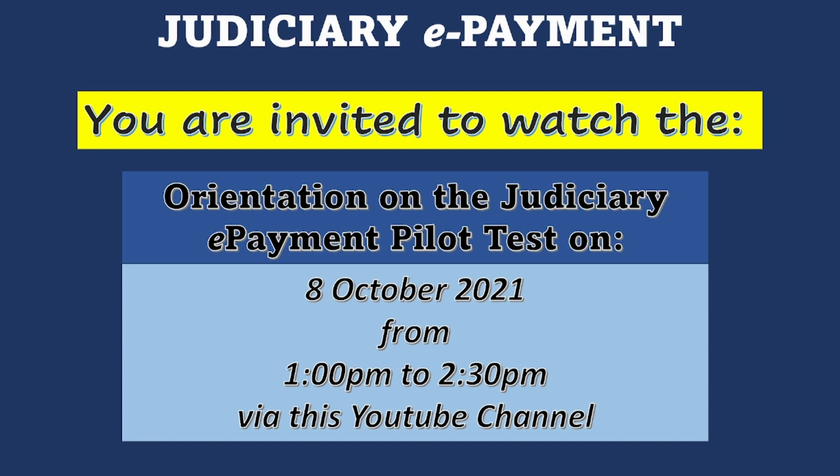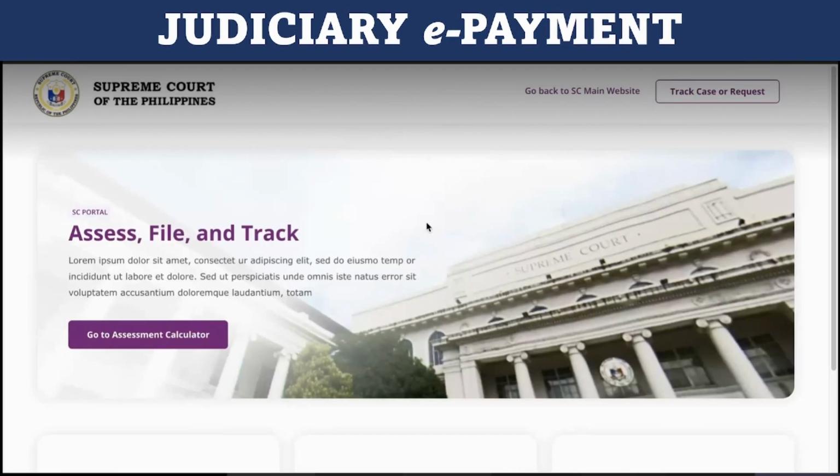So, yung 20 courts na mapipili, sila mismo, yung court nila, yung mag-accept ng e-payment. So, hindi na sila gagamitin yung OCA Circular 164/2020. So, ito ng e-payment ang magiging system nila. Okay? So, ito yung front page ng system.